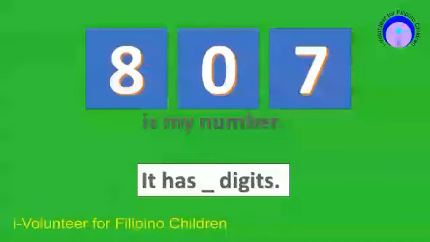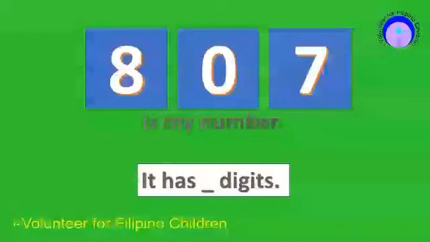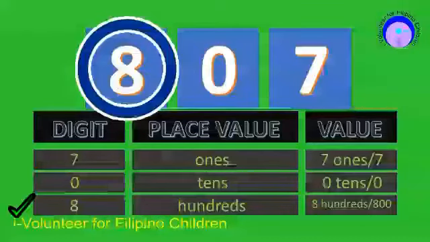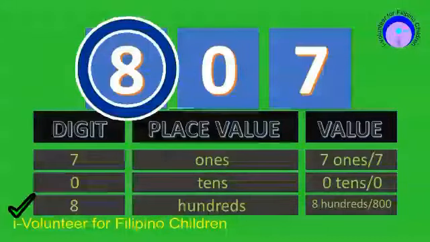What is your number? How many digits does your number have? 807 is my number, and it has 3 digits. What digit do you have? What place value does it belong to? What is the value of your digit? Digit 8 is in the hundreds place, and its value is 8 hundreds, or 800.